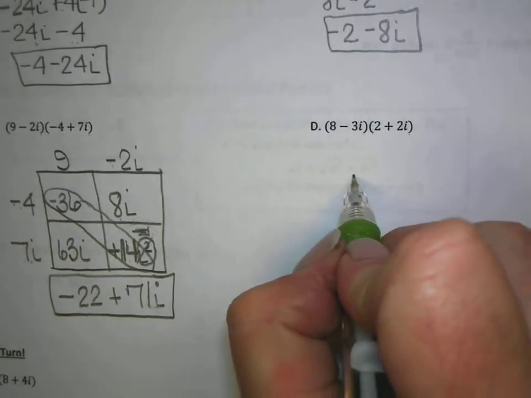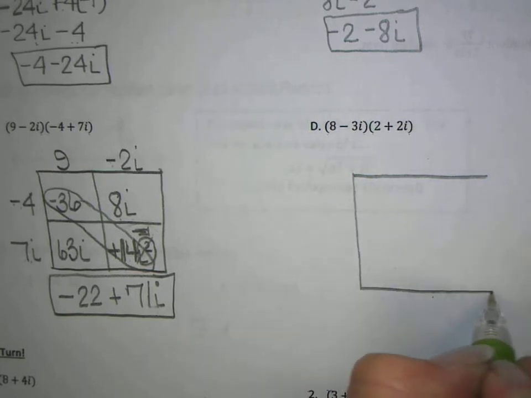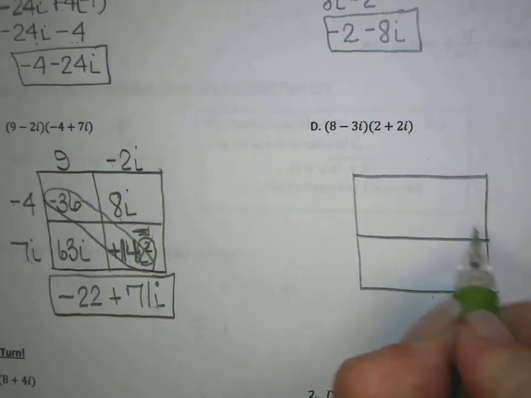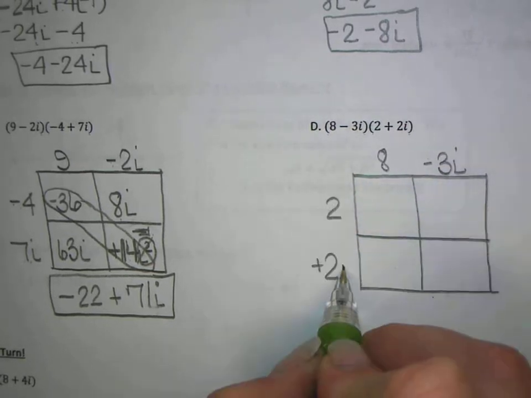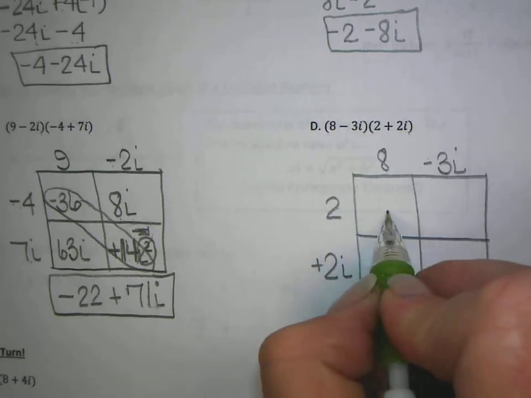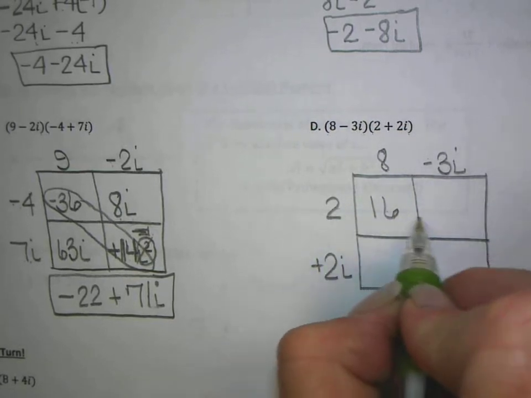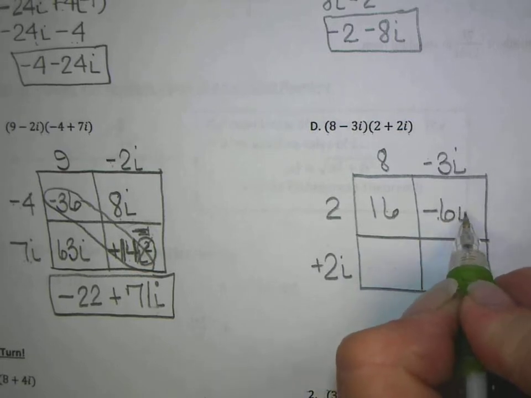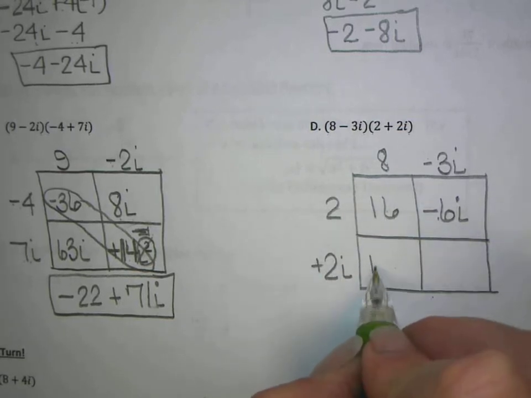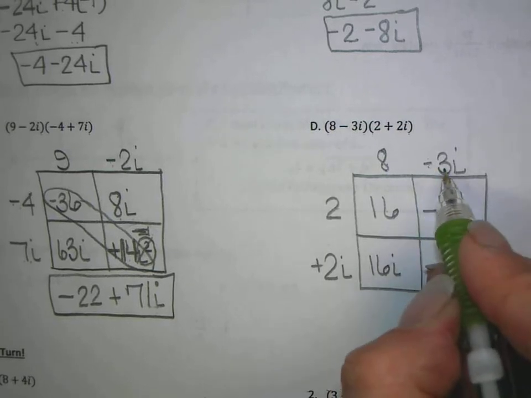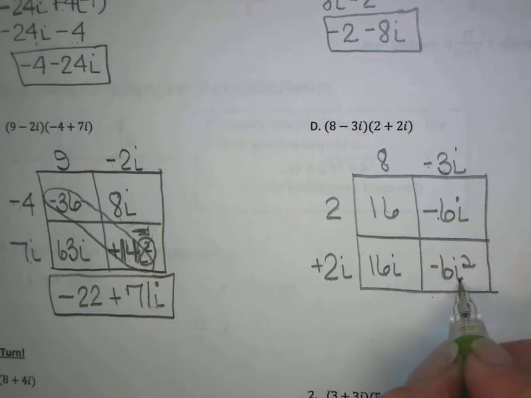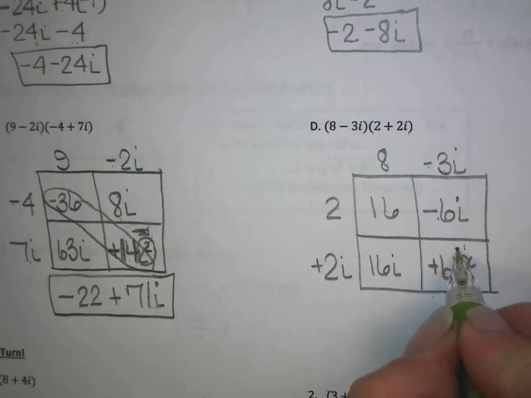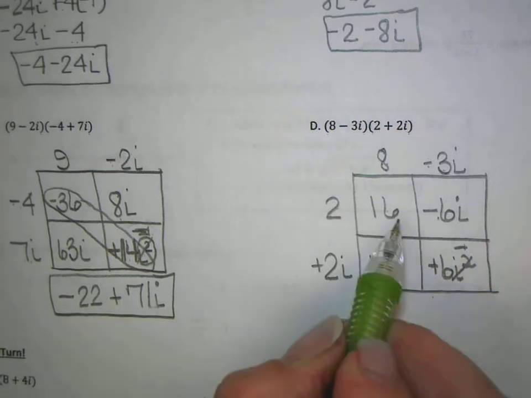Okay, again, it's a binomial times a binomial, so I'm going to do my boxes. Okay, across the top, 8 minus 3i, and down the side, plus 2i. Going to multiply. 2 times 8 gives you 16. 2 times negative 3i is negative 6i. 8 times 2i is 16i. And then negative 3i times 2i is negative 6i squared. But remember, i squared becomes a negative 1, which multiplies times the 6, so it basically just makes it a positive 6. Check your diagonals.